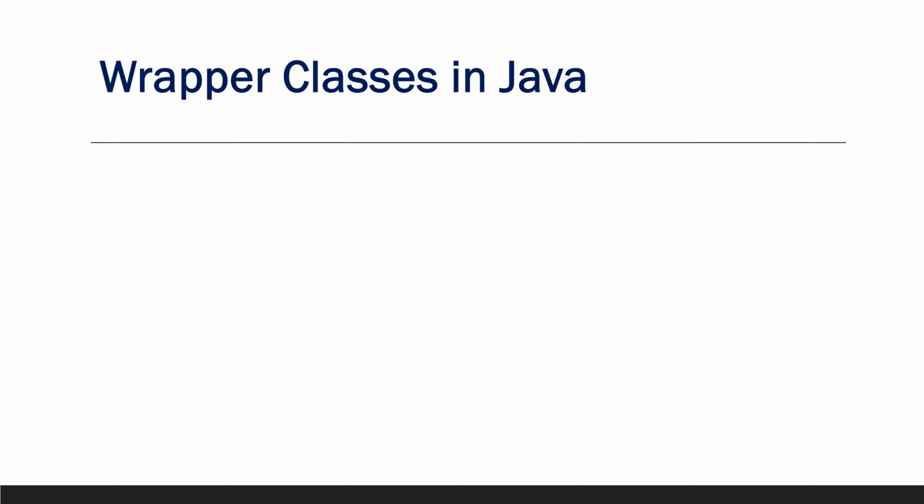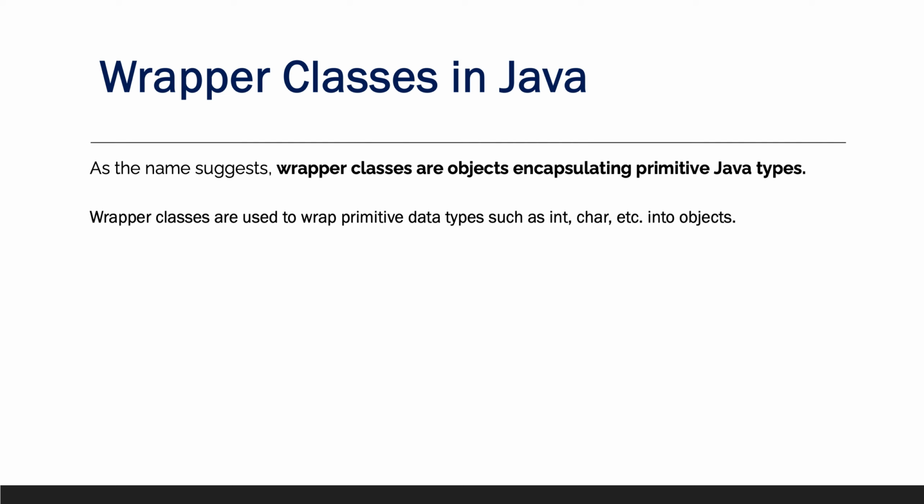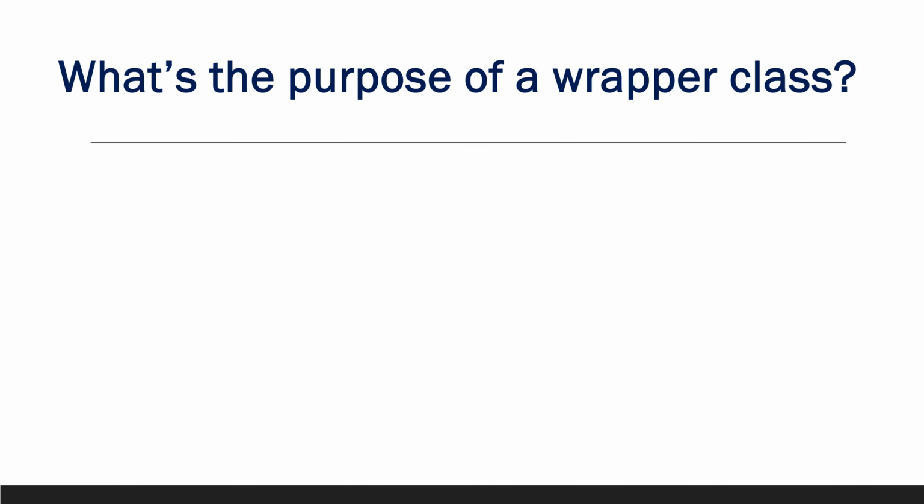So what is a wrapper class in Java? As the name suggests, wrapper means we are going to wrap something, or you can say wrapper classes are objects encapsulating primitive Java types. Basically, wrapper classes are used to wrap primitive data types such as int, char, float, double and so on into objects. So the question arises, why do we need to wrap the primitive data type to convert it into an object? What is the usage or purpose of the wrapper classes?